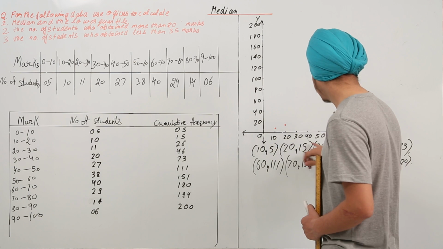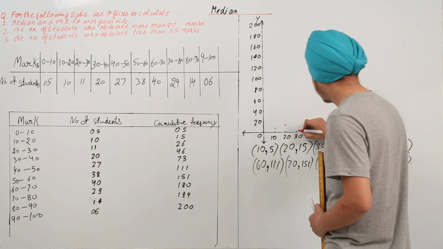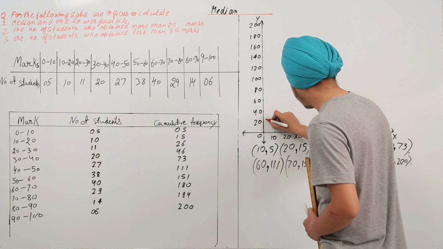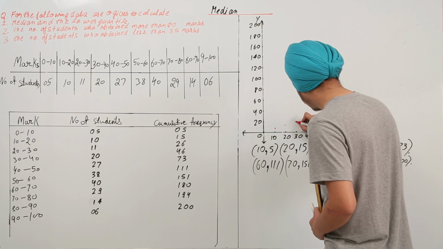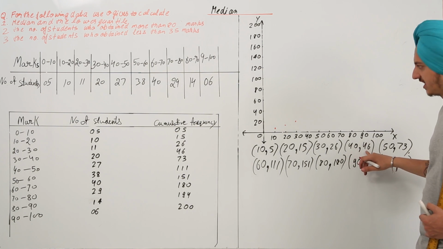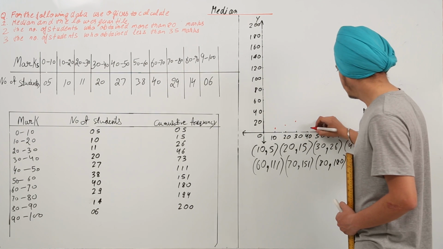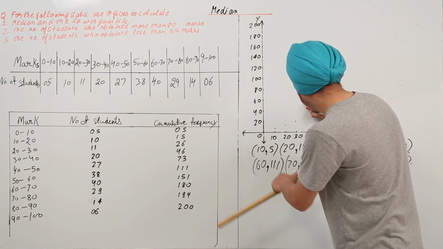Okay, next we have 30 comma 26. So this is 30, this is 20, and this would be 26 over here. So this would be 30 comma 26. Okay, next we have 40 comma 46. So we have 40, this is 40 and this is 46.